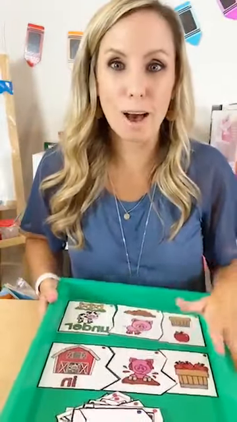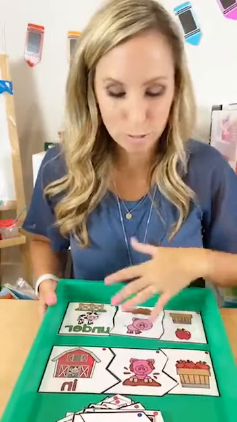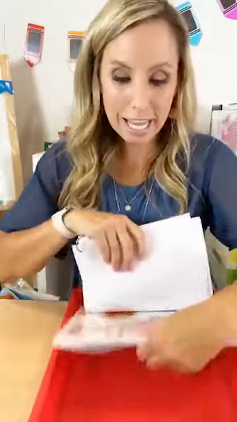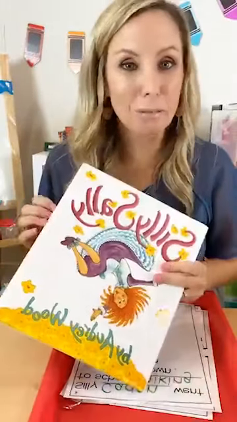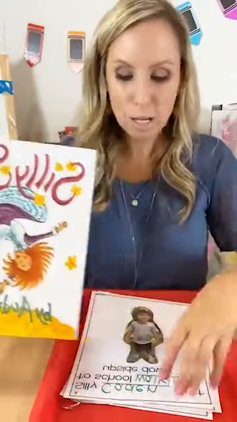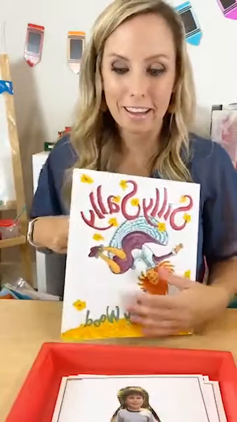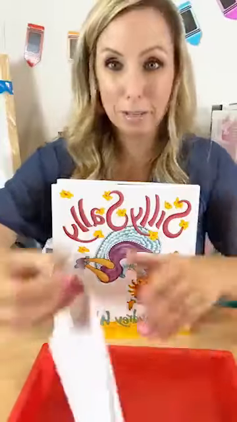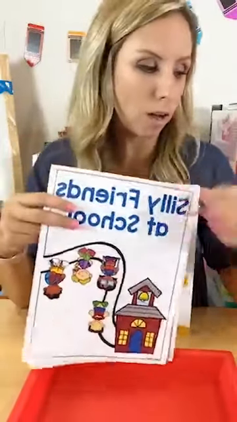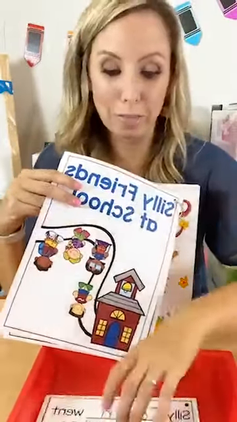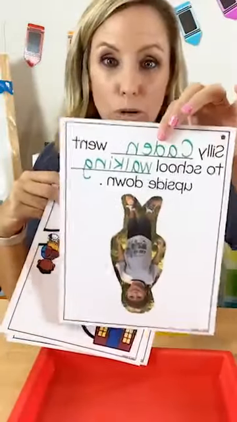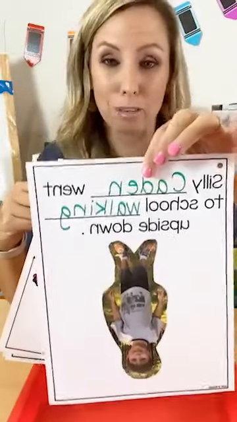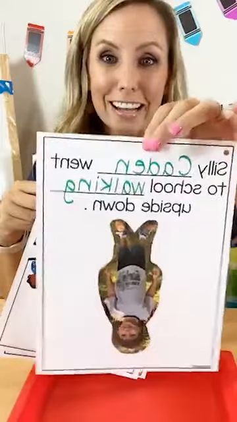These are the positional word puzzles that are included in this pack. So another book that I love for positional words is Silly Sally. Silly Sally went to school walking backwards upside down. So why not make a class book about silly friends at school and the way they walk? So what you could do is you could either have the kids print a self-portrait, or you could print a picture out and just put them upside down and then fill in the word.